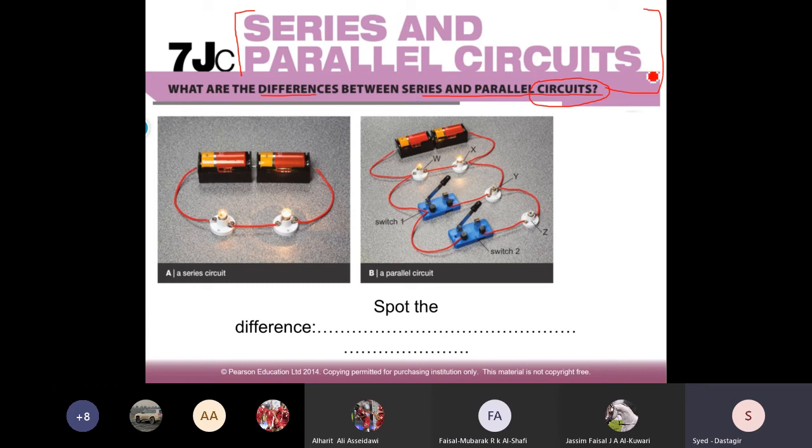Now, we have a picture of a series circuit and we have a picture of a parallel circuit. Now, your job is to spot the differences. So I'm going to give you a minute and a half to write inside here what differences you see. Only writing, no shouting out, please. A minute and a half starts now.